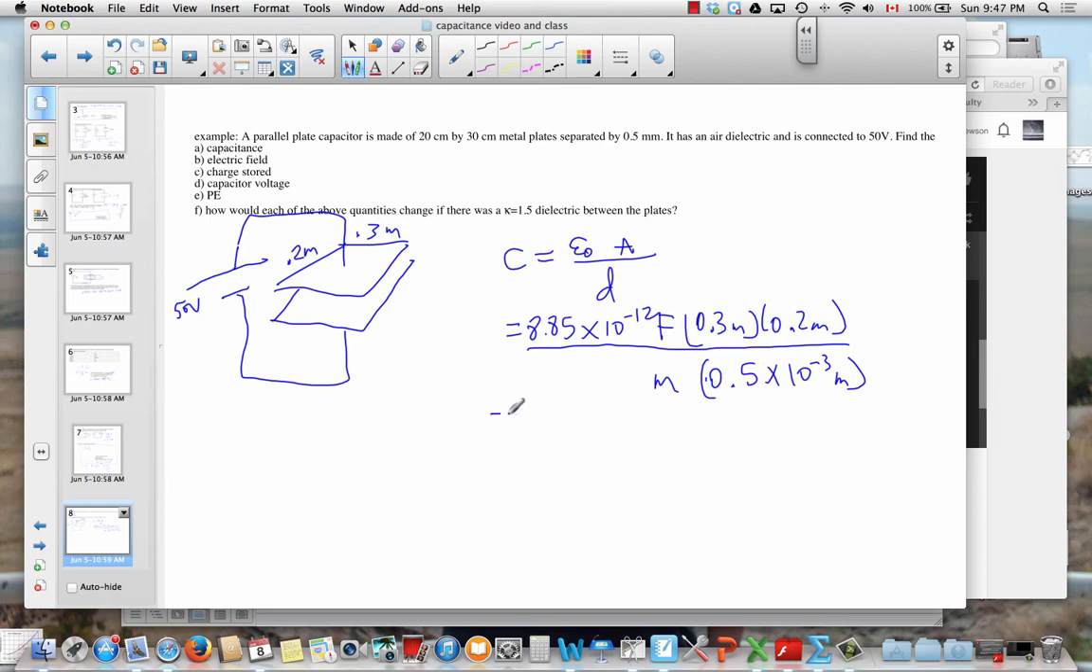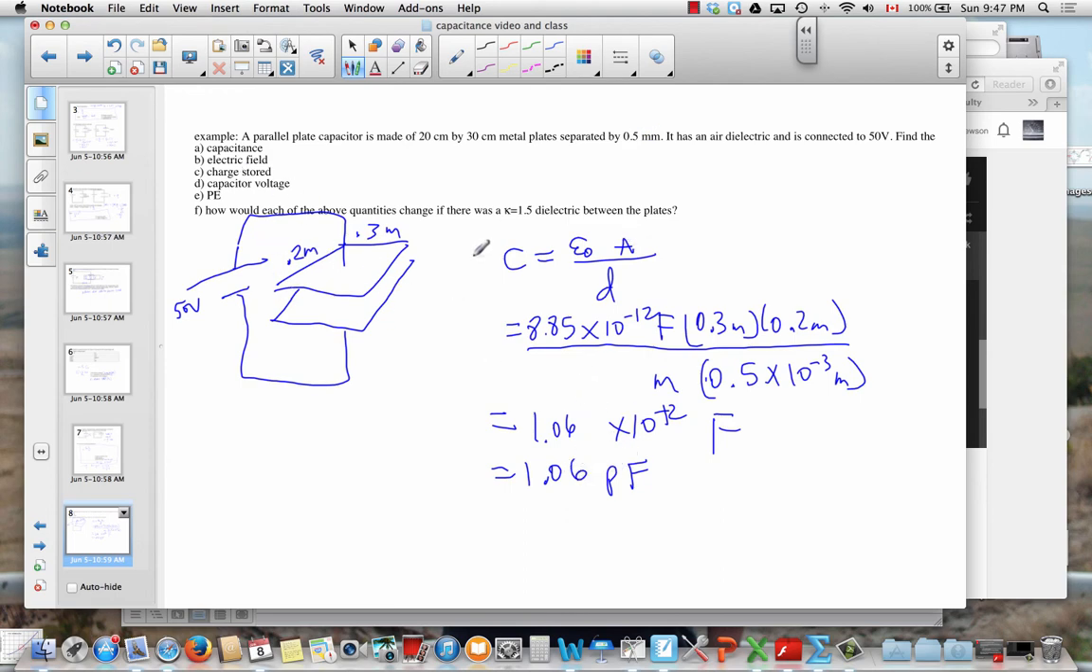So if you work all this out, you get still 10 to the minus 12. Meters, meters, meters all cancels, so it's farads. It's 10 to the minus 12, by the way. And then it is 1.06. Now, 10 to the minus 12 as a metric prefix is a pico. And a picofarad is a pretty standard capacitor. So even for fairly large plates, 20 centimeters by 30 centimeters, fairly close together, half a millimeter, you really don't store a whole lot of charge.